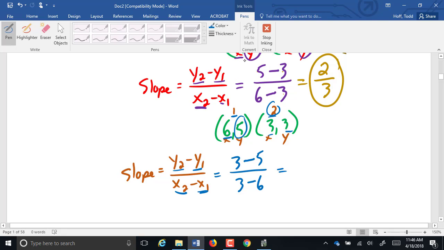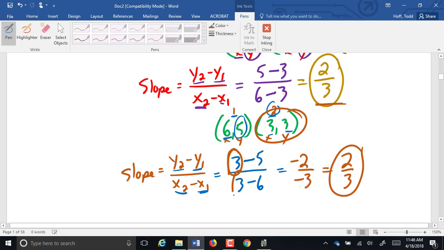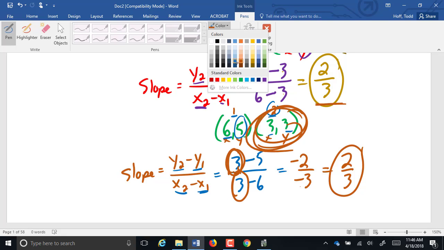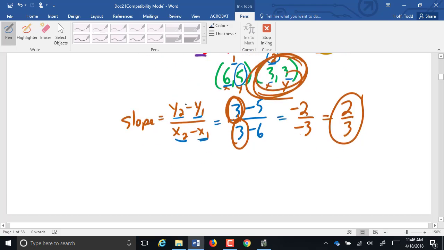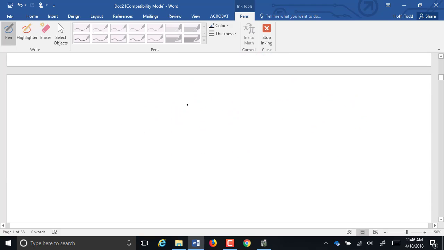We subtract those. 3 minus 5 is a negative 2. 3 minus 6 is a negative 3. Well, a negative divided by a negative is a positive. So it still comes out to be a positive 2/3 slope. So the key is it doesn't matter which point is point 1 or point 2 as long as we're consistent. If y2 comes from this coordinate, x2 has to come from that coordinate as well. So let's do another example or two using other points.